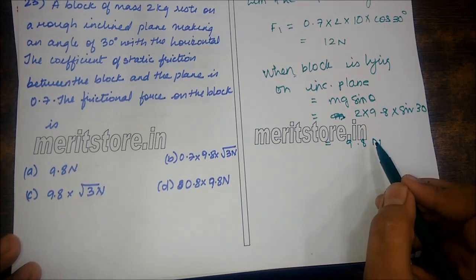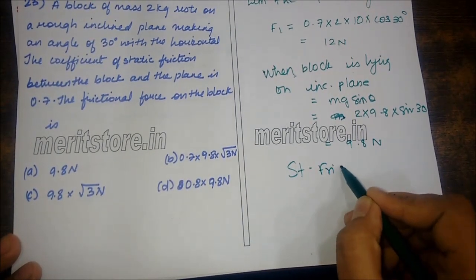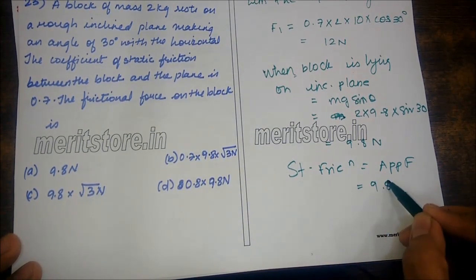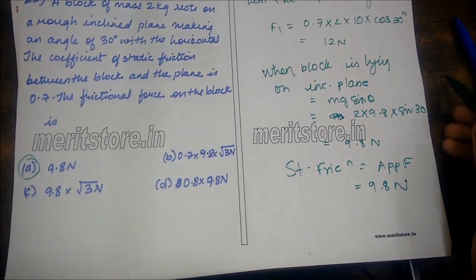It means the body is stationary, so static friction will work on it. So static friction is equal to applied force, which is equal to 9.8 Newton. So option A, 9.8 Newton is the correct answer.